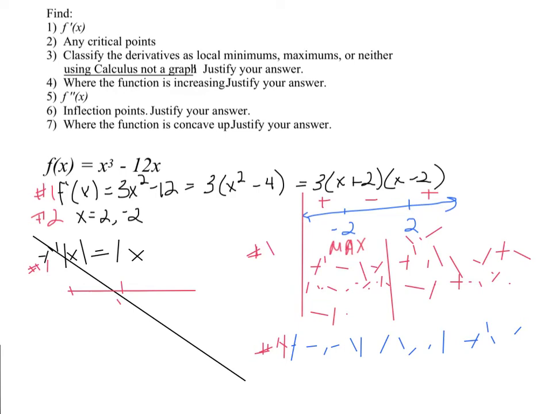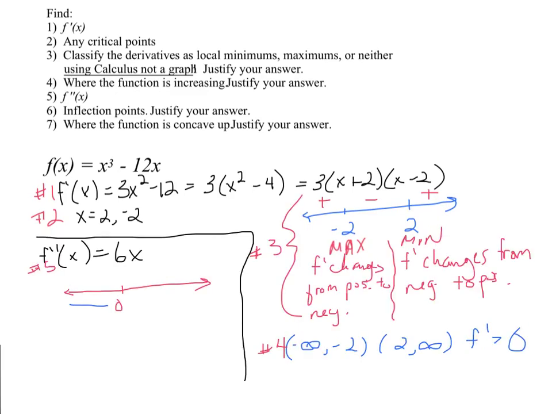If I plug in a number less than 0, 6 times a negative is negative. If I plug in a number bigger than 0, 6 times a positive is positive. So the inflection points for number 6, the inflection point occurs at x equals 0. I know that because that's where f double prime changes signs. Not enough to just be 0, it has to change signs.